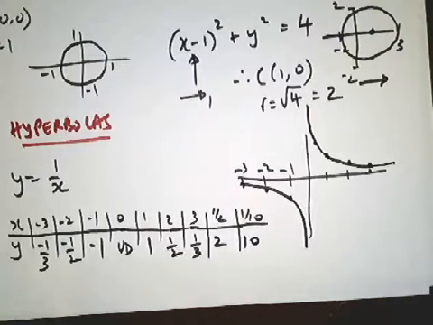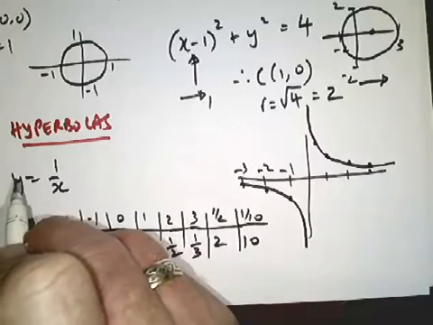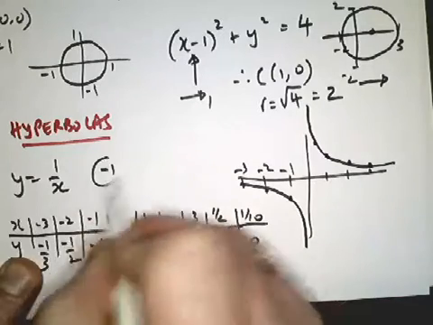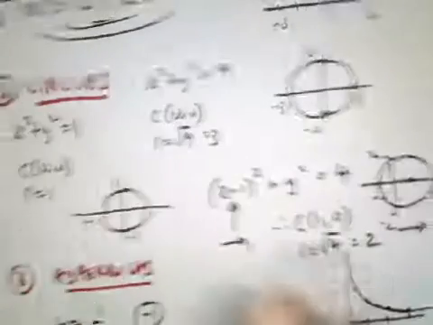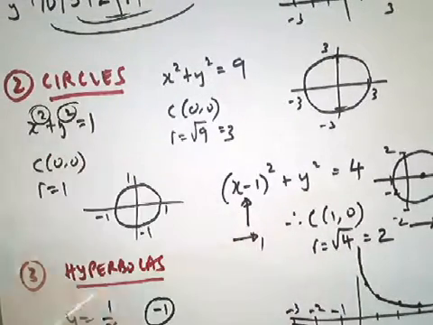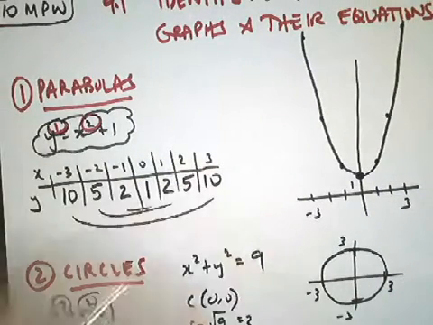Okay, what do we know? Hyperbolas are when the power of y is 1 and the power of x is -1. Circles happen when the power of x is 2 and the power of y is 2. Parabolas happen when the power of x is 2 and the power of y is 1.